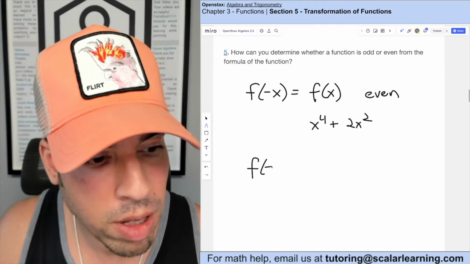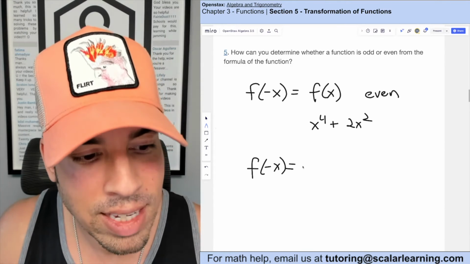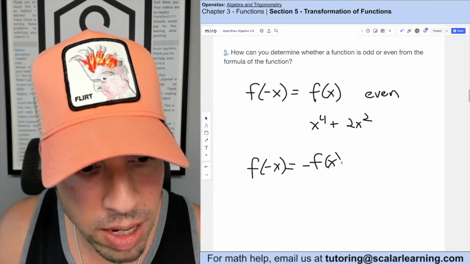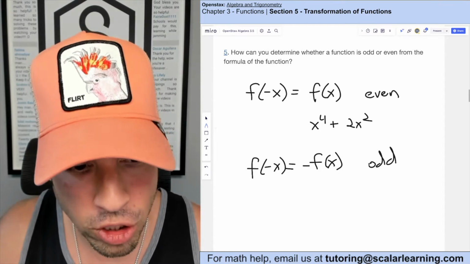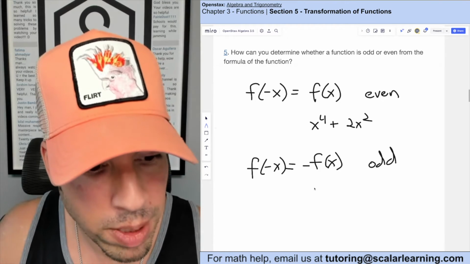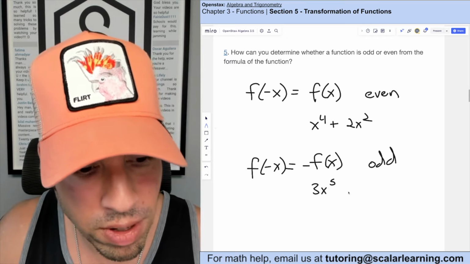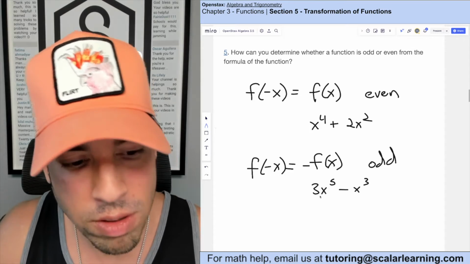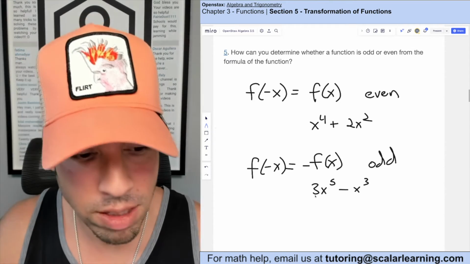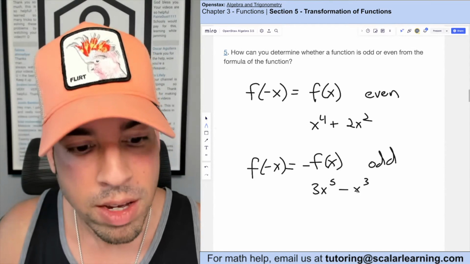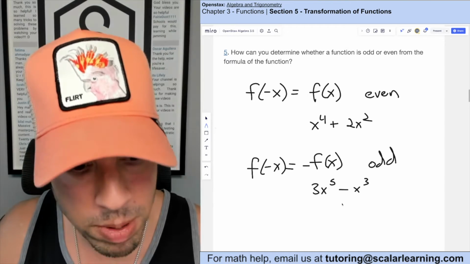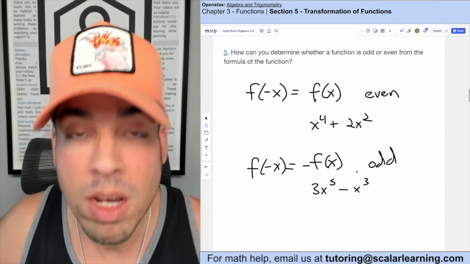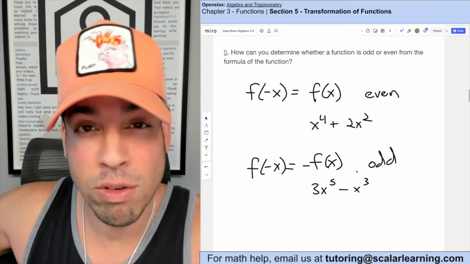Now, if we plugged in a negative x and instead the entire function was flipped, this would be an odd function. An example of this would be 3x to the 5th minus x cubed. Plugging in a negative x here, negative x to the 5th would be negative x to the 5th. So this would be negated, and this would be negative x cubed. So that would be flipped to a plus x cubed. So the entire function is therefore negated.